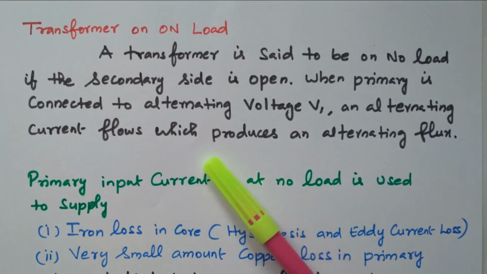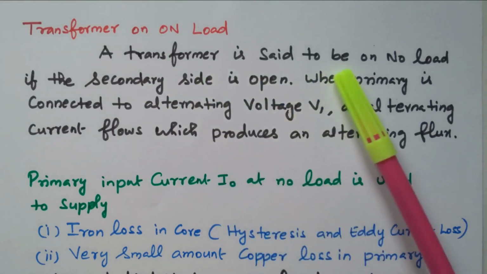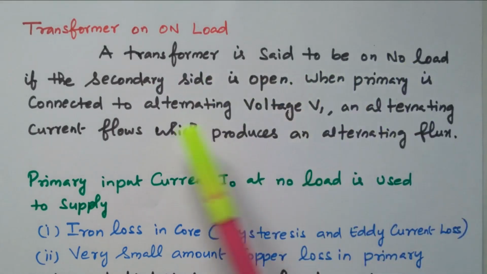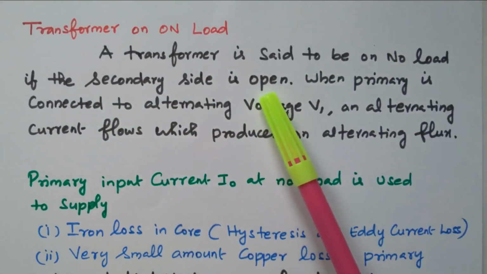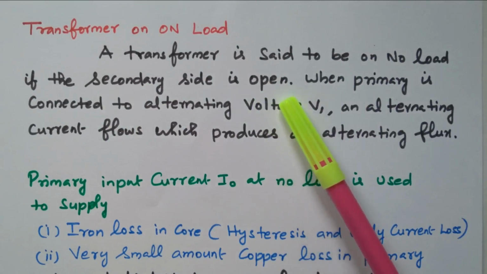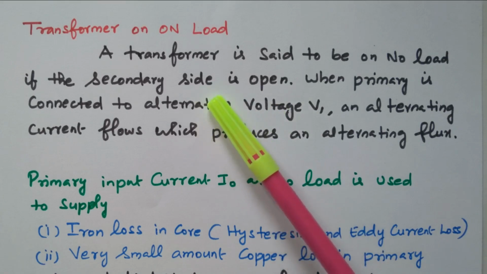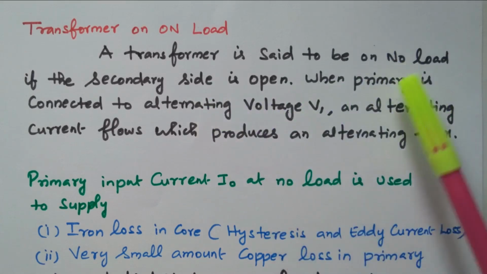Now we will see the topic. A transformer is said to be on no load if the secondary is open. We know that in a transformer we have primary winding and secondary winding. If the secondary winding is kept open, then it is called no load.